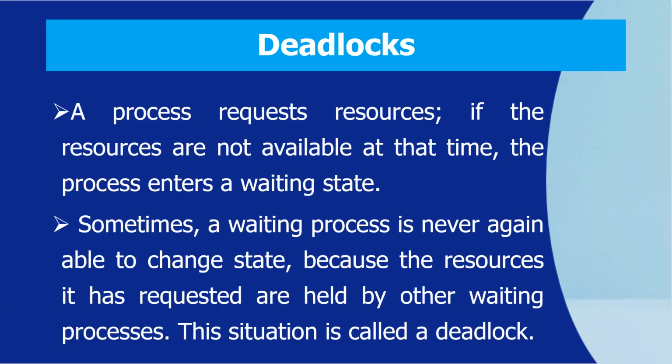Let us see what deadlocks are. A process requires resources. If the resources are not available at the time, the process enters a waiting state. Sometimes a waiting process is never again able to change state because the resources it has requested are held by other waiting processes. This situation is called a deadlock.